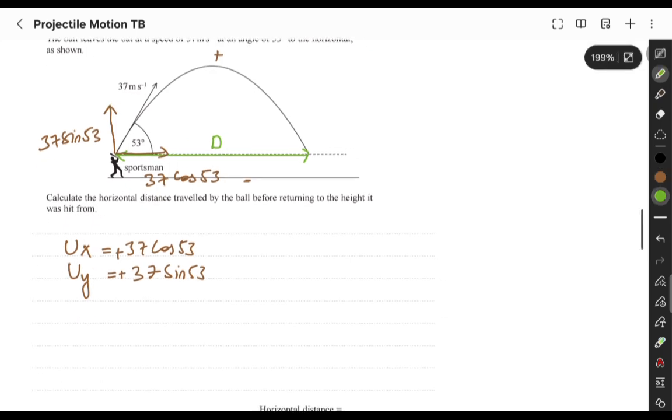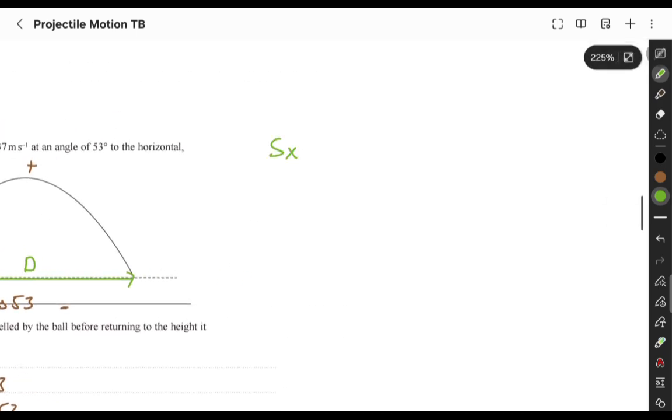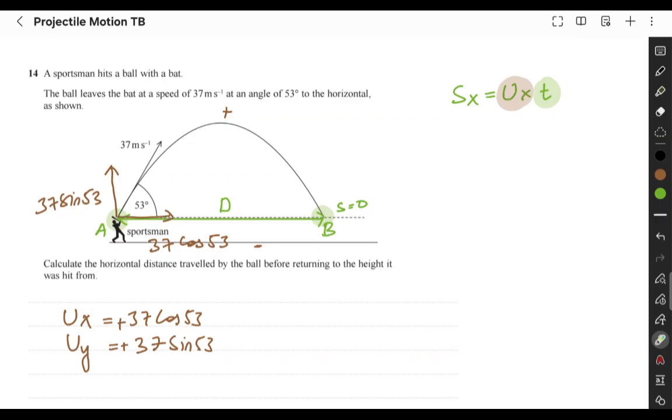Okay, now we have to find the horizontal distance, and we know that in the horizontal direction there's only one equation, which is Sx equals ux t. Now we already know what the initial velocity in the horizontal direction is, but we have to find the time. The time taken that we're talking about is to go from this point over here to this point over here. I've labeled this as A and this as B, so to go from A to B. That's the time we're looking for.